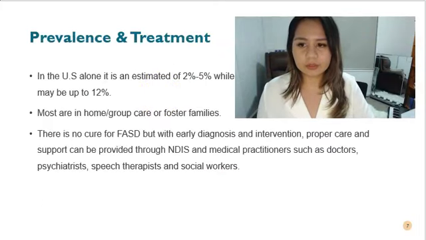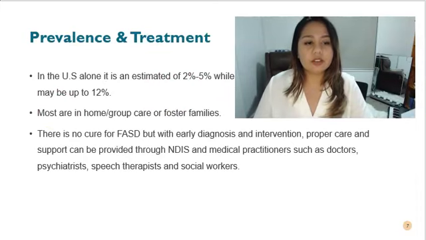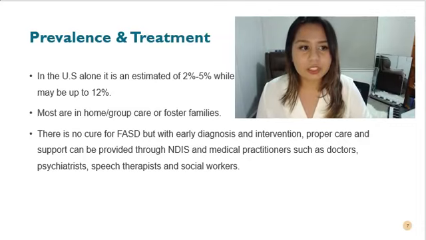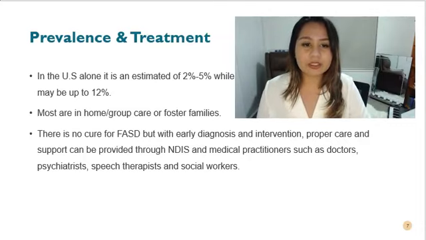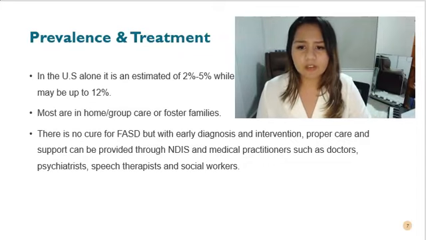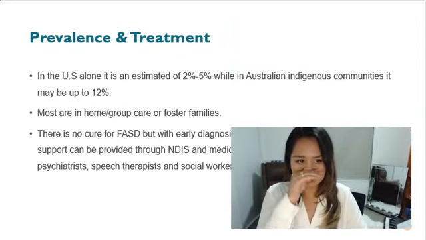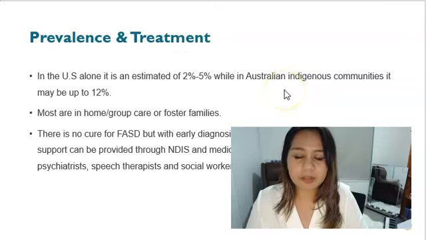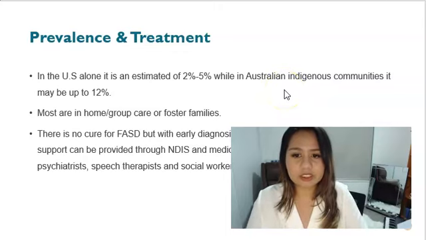So let's move on to the prevalence and treatment. According to the Australian Medical Association, FASD is not a condition that affects one community, but it is a disorder that is mainstream and crosses socio-economic, racial, and educational barriers. There's actually not a lot of information or data gathered about how many suffer with this condition in Australia in general, but in the US alone it's estimated at about 2 to 5%, and in Australian Indigenous communities it may be up to 12%, which is really interesting.